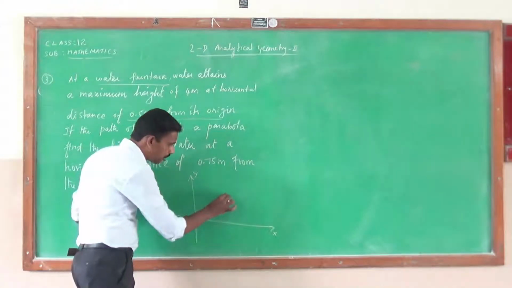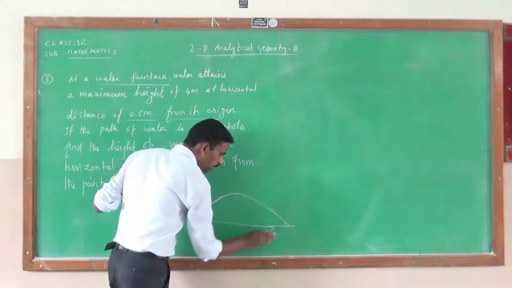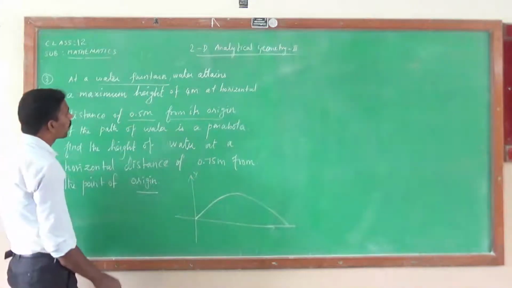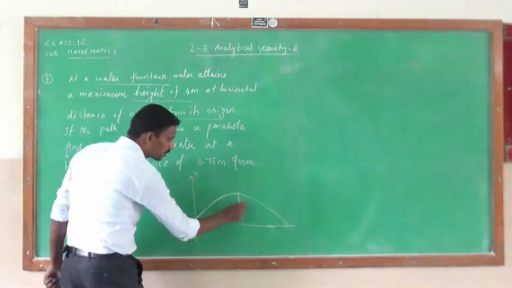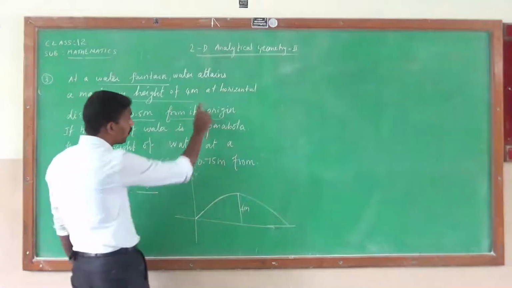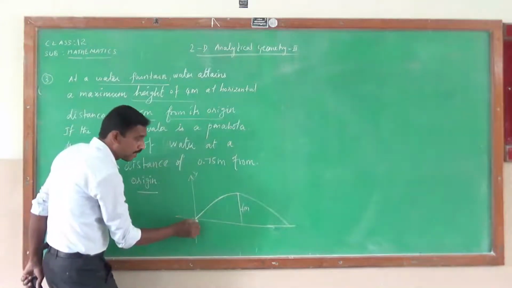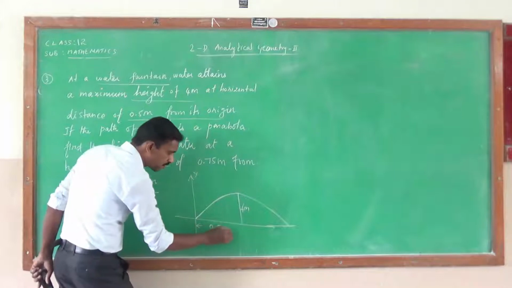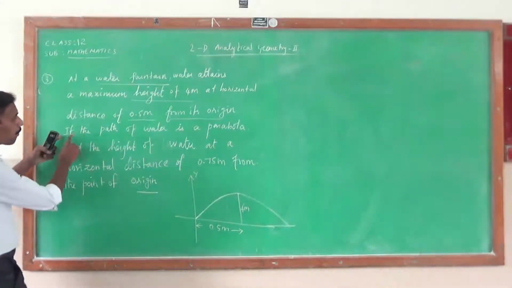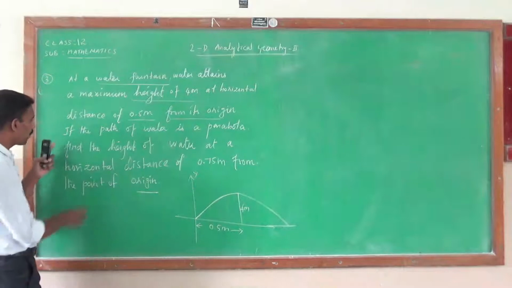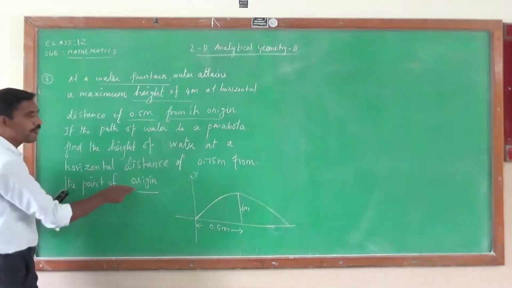Water flows in a parabolic shape. Water flows into the stadium or garden and makes a maximum height of 4 meters when the horizontal distance is 0.5 meter from its origin. If this is the origin, you take 0.5 meter from it. Next, the path of the water is a parabola. Find the height of water at a horizontal distance of 0.75 meter from the point of origin.